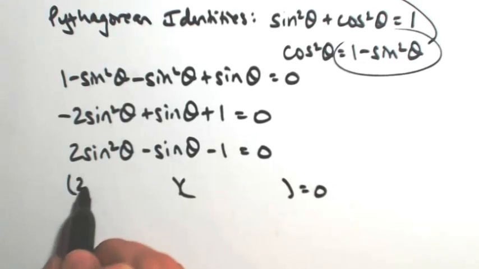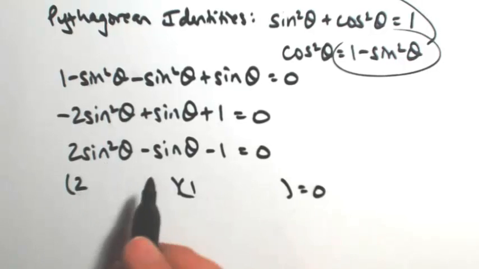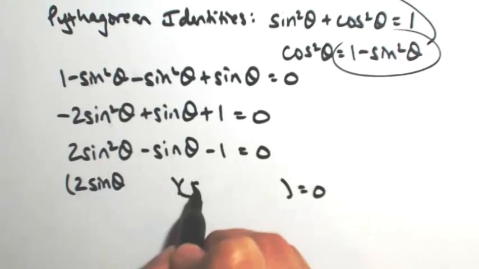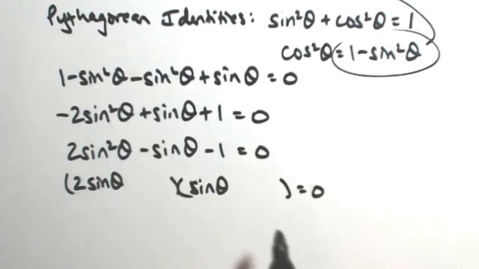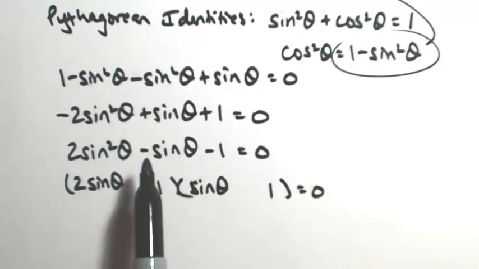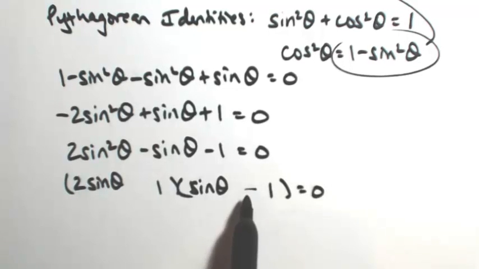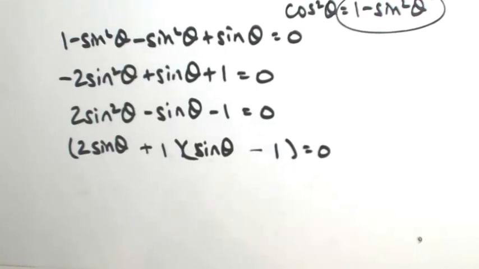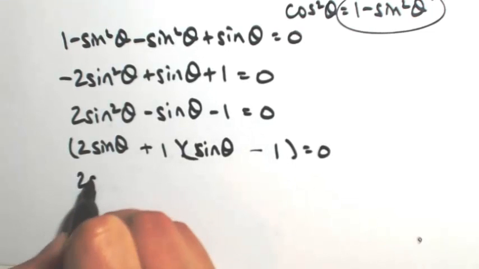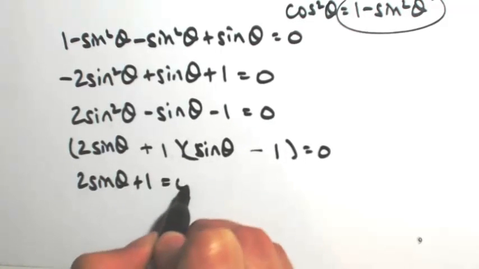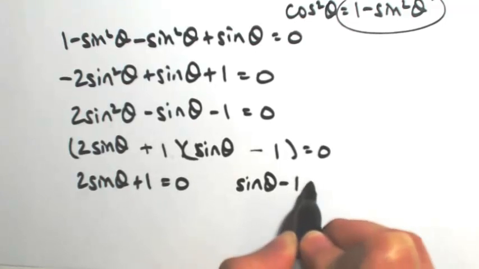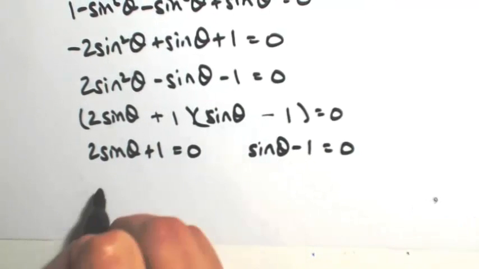So to get a 2, it's got to be 2 times 1. To get sine squared, it's got to be sine times sine. To get a product of 1, it's got to be 1 and 1. To get negative sine theta in the middle, this 2 sine theta has to be multiplied by the negative. So it becomes negative 2 sine theta plus sine theta. Okay, so now that I have it factored, I'm going to set each factor to 0. And then solve for sine of theta.